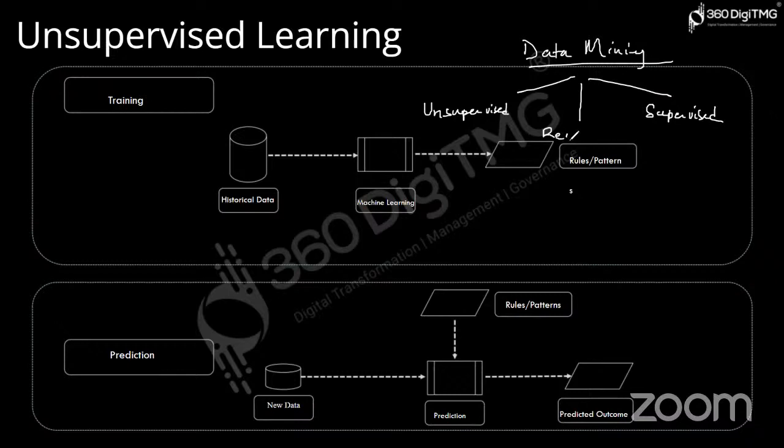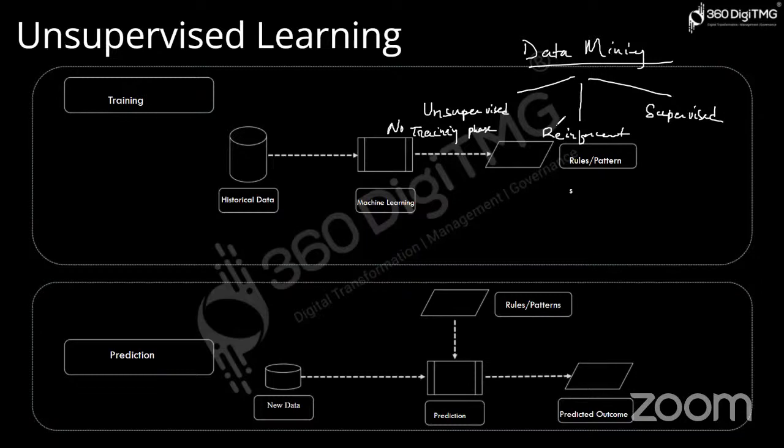Third one is known as the reinforcement learning model. The unsupervised learning models are known as unsupervised because there is no training phase. In supervised, there is a training phase obviously. So hence the name supervised.